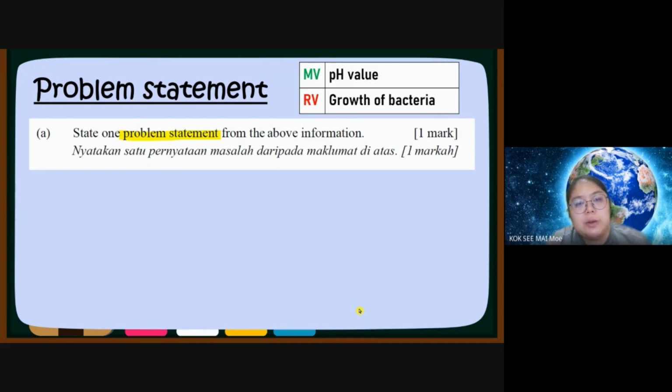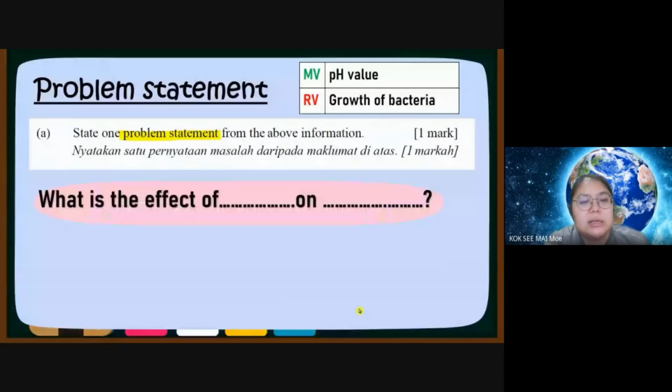So we know the problem statement, we need to know the technique, how to write. Okay, they must start like this. What is the effect? The problem statement is one sentence asking a question. They got a question mark, because this is a problem statement. So from here, you must start: what is the effect of, on what? So it must be of MV on RV. So we just put it: what is the effect of pH value on the growth of the bacteria?